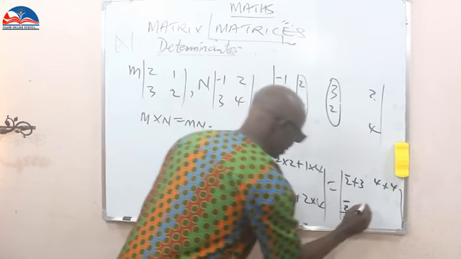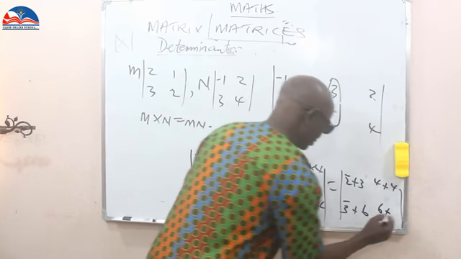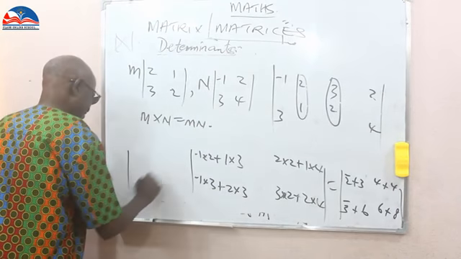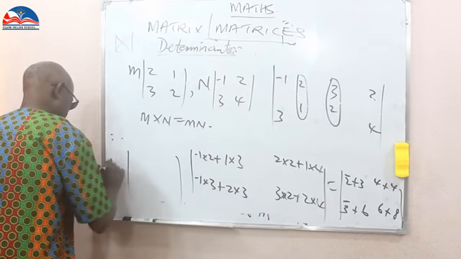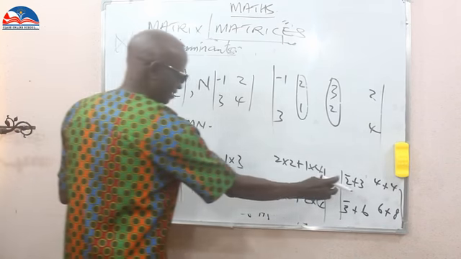Plus 2 times 4, 6. So 2 times 3, 6. We have 3 times 3, 6, plus 2 times 2, 6 times 4, 8. The final answer is down here. Therefore, M equals our final answer.